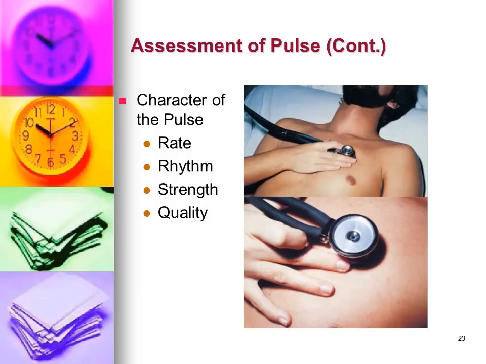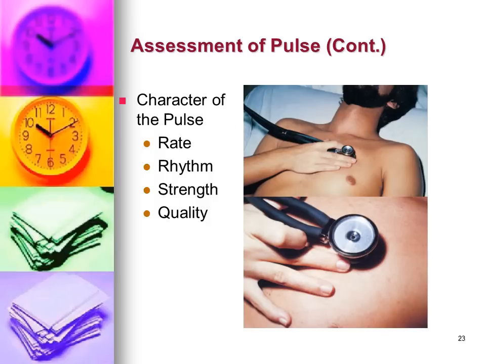Document the pulse strength as bounding would be a 4, full or strong would be a 3, normal and expected is a 2, diminished or barely palpable is a 1, or absence is a 0. Include assessment of pulse strength in the assessment of the vascular system.